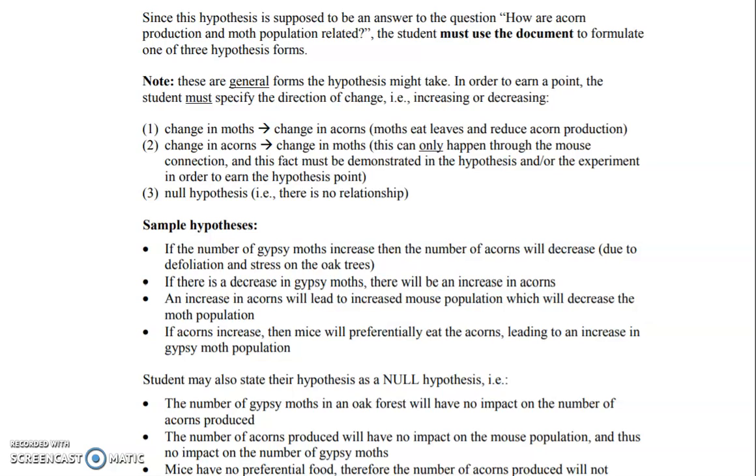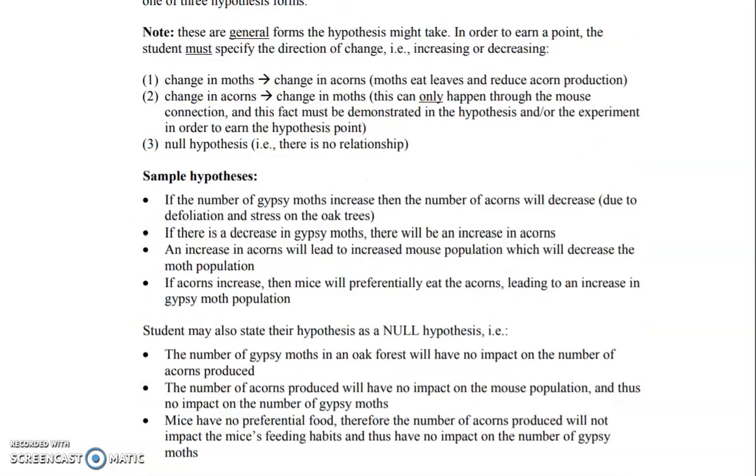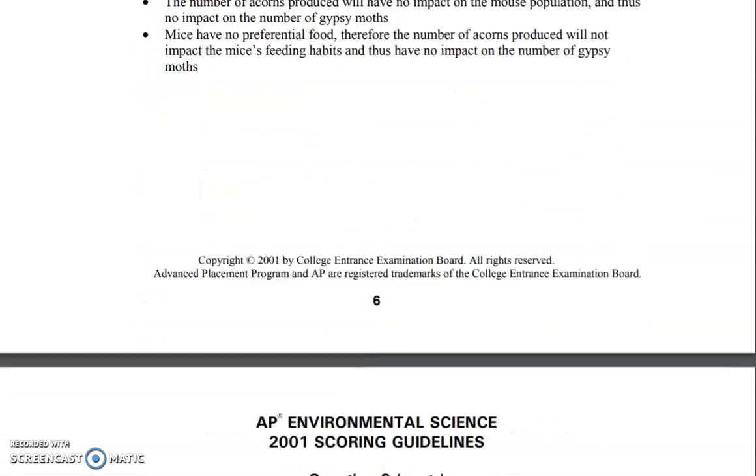If there's a decrease in gypsy moths, there will be an increase in acorns. An increase in acorns will lead to an increased mouse population, which will decrease the moths. If the acorns increase, then the mice will preferentially eat the acorns, leading to an increase in gypsy moth population. Or you can do a null hypothesis, like we talked about.